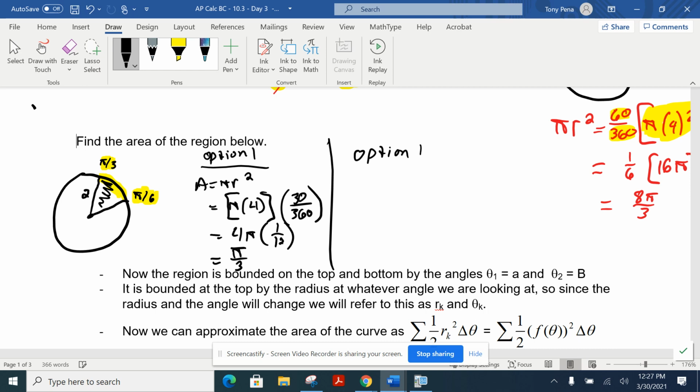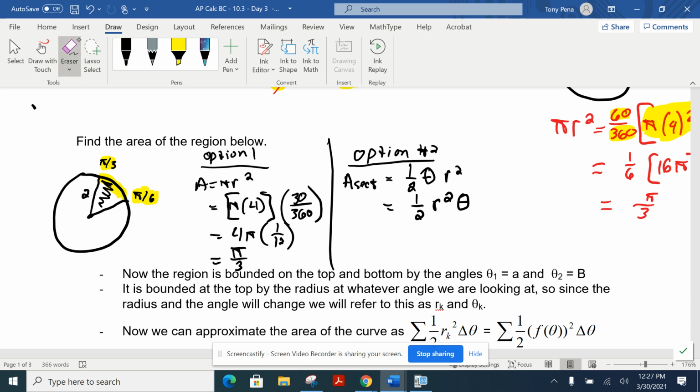Option number 2 is to use our new little formula here, that the area of a sector should be 1/2 of our theta multiplied by our radius squared. What I'm going to have you do before you jump ahead here, rewrite this real quick with the r squared first and the theta second, just so we can transition to what we're going to be doing in this set of notes.